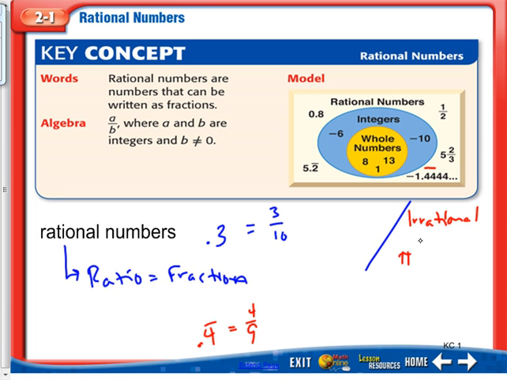Or if we get a number that terminates, we can always write a terminating decimal as a fraction. Like if we have 0.237, we could write that as 237 over 1,000. Now, we might be able to simplify that fraction. However, the bottom line is we can write it as a fraction. So we can write a terminating or repeating decimal as a fraction, but if the decimal does not repeat and does not terminate, we call it an irrational number.